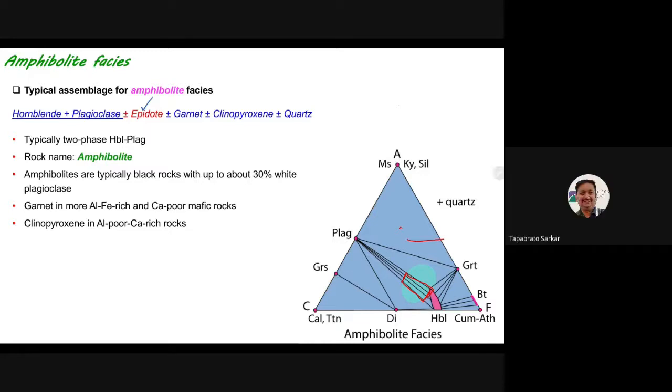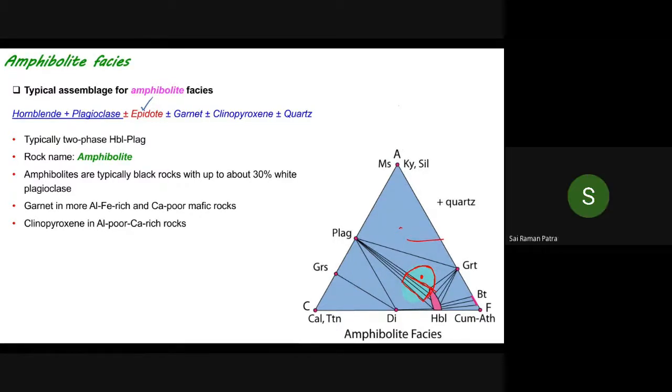So the majority of the rocks, if in this region, would have only plagioclase and hornblende. Now, if it is within this region, or this shaded part, meaning slightly more iron, magnesium and aluminium rich, then what would be the assemblage?